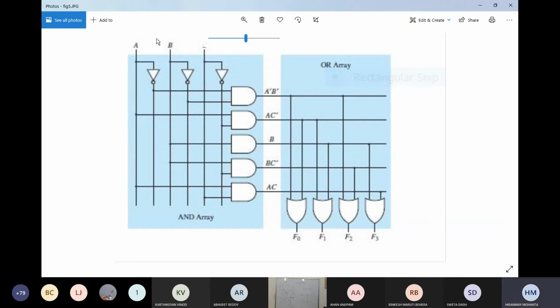Yes, ma'am. These are the inputs coming. These are only AND. They are supposed to do only AND. It is fixed. Then afterwards OR. Then the meaning of that schematic diagram is completely wrong.